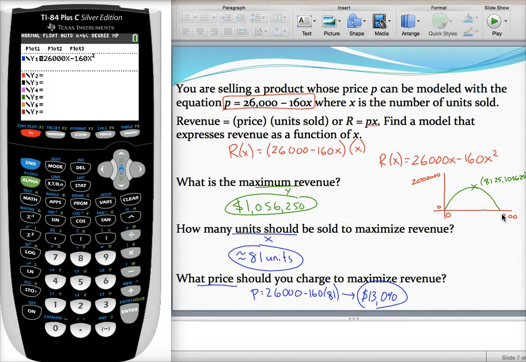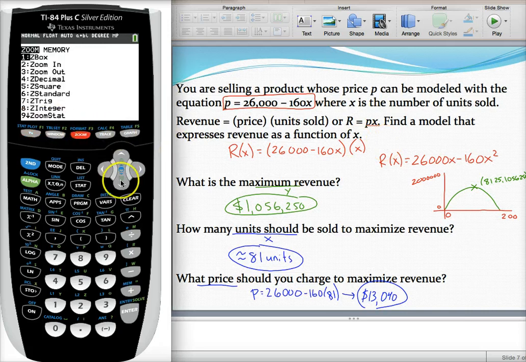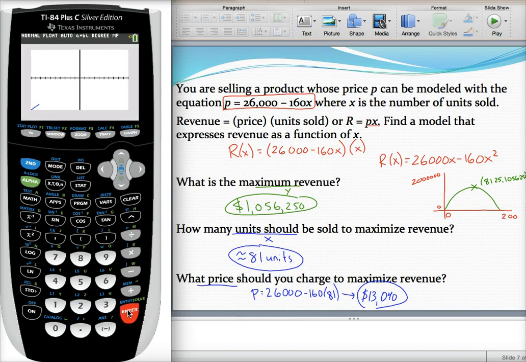But let me show you something that someone in class came up with and see if you like this. So go ahead and select zoom, and then select option 0 way down here, which is zoom fit. Now I absolutely hate zoom fit. I don't like it at all, but I'll show you how it could be used in a situation like this. So if I select zoom fit and press enter, you'll see why I hate this in a second.